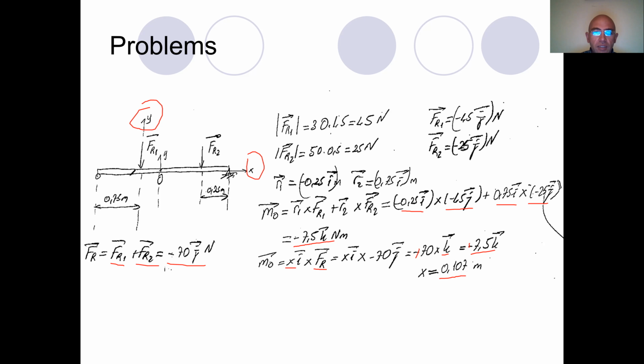Basically, I can say that it is somewhere here. So this is where the resultant force is acting, x, and this is the magnitude of the resultant force.